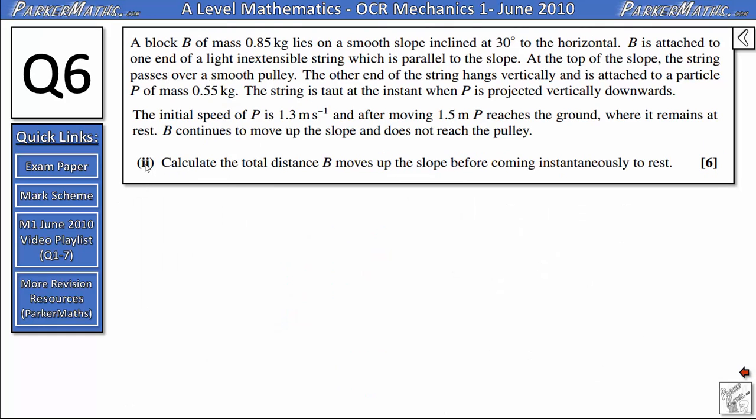In part 2, we've got some extra information. It says the initial speed of P is 1.3 meters per second, and after moving 1.5 meters, P reaches the ground where it remains at rest. B continues to move up the slope and does not reach the pulley. We need to calculate the total distance B moves up the slope before coming instantaneously to rest.